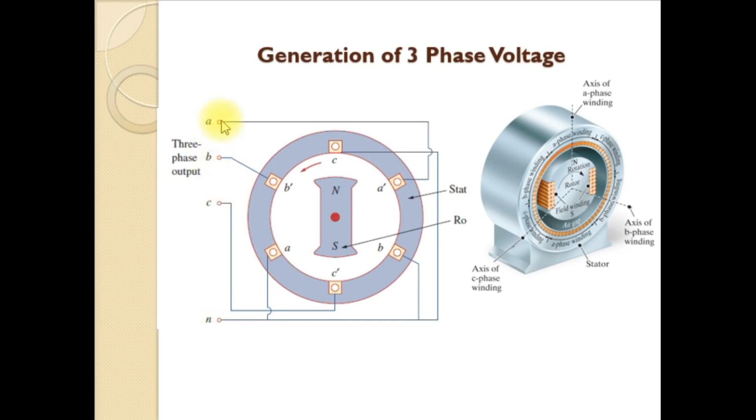So the potential of the point A will be measured with respect to N. Similarly, the voltage of B will be measured with respect to N. The potential of C will be measured with respect to N.